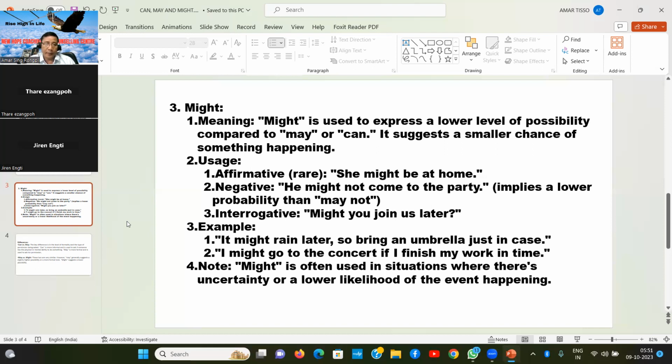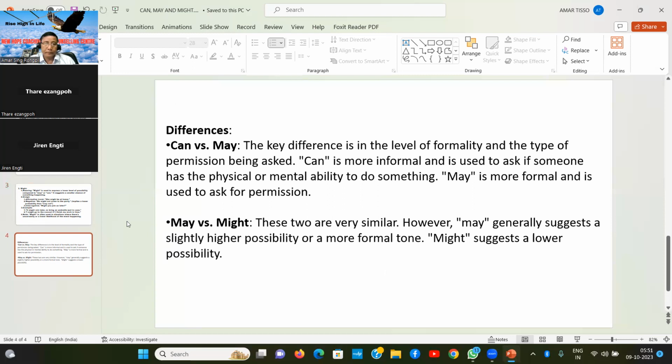The differences between may and might. The key main difference between can and may is the level of formality. The key difference is the level of formality and the type of permission being asked.